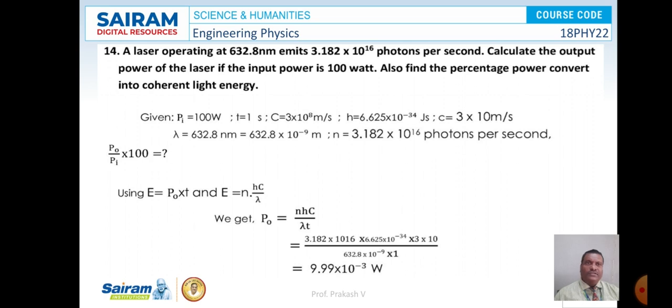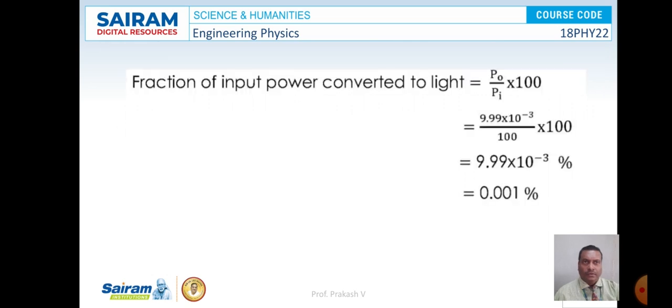So we know that E is equal to P into T and E is equal to N Hc by lambda. Therefore P0, that is the output power, is equal to N Hc by lambda T. On simplification we get P0 is equal to 9.99 into 10 to the power of minus 3 watts. And the fraction of input power converted to light is P0 by Pi into 100. So substitute the values of P0 and Pi and multiply by 100, and we get 9.99 into 10 to the power of minus 3 percent, or 0.001%. So this is the solution for the given problem.